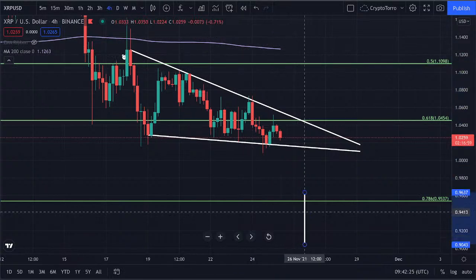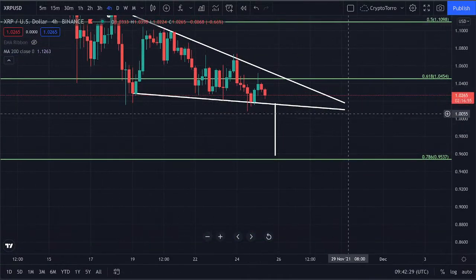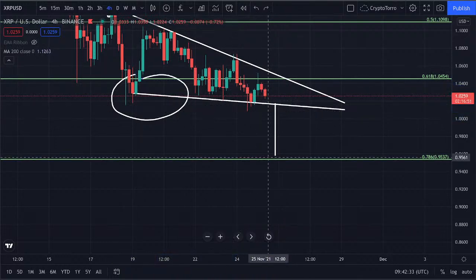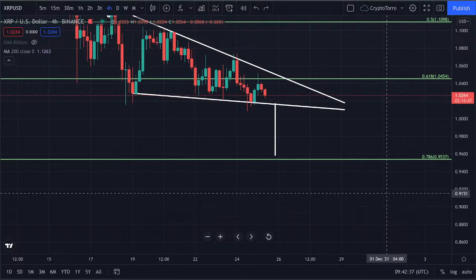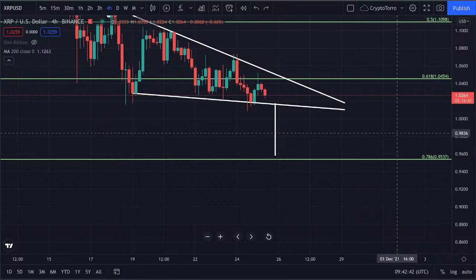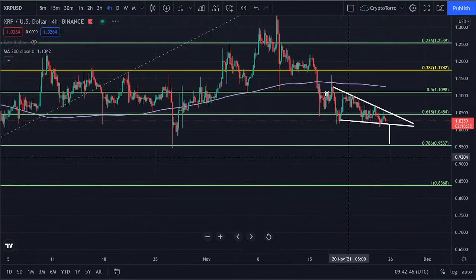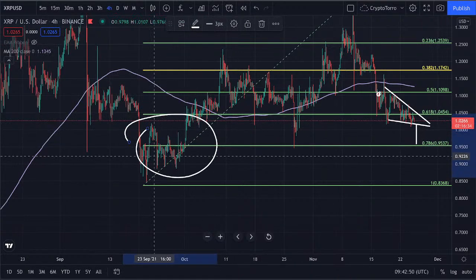Well, let's take a quick look at what the breakdown will look like. If we are breaking down below this descending support, where we have been able to find support on top of previously, we will actually be heading towards the 0.95 cents range. And this is absolutely important for XRP, because if we do see a breakdown all the way towards this range, I personally think that it will be quite devastating, because we have been here before during September.